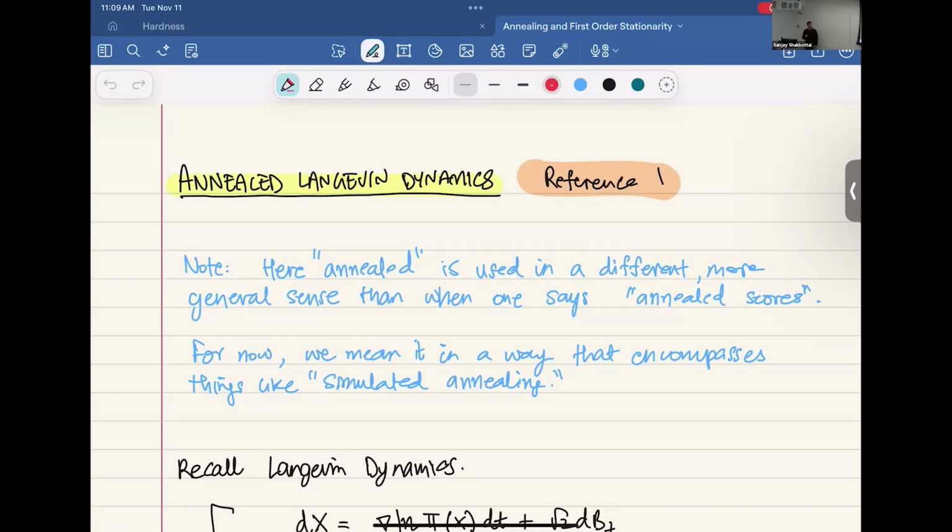We have defined two types of annealing. Annealing can either be the drift term, which is the Gaussian annealing, or the diffusion term, which is called temperature annealing. Now we're going to talk about something more general than both of them. When I say annealed, I don't mean score annealing. I'll talk about what I mean exactly, but it doesn't mean the annealed scores in the way that you have been talking about them in DDPM. It's a more general thing.